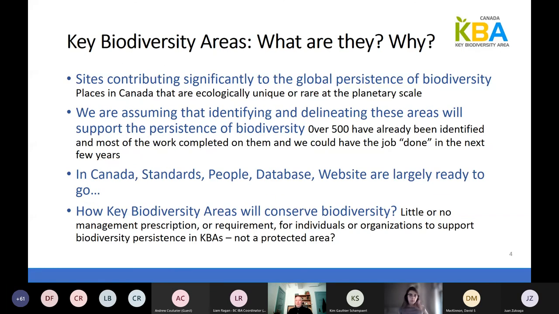So key biodiversity areas, what are they, why? The important thing that we need to remember is that they're not just places on the map where we can look up species and stuff. They're supposed to contribute to the global persistence of biodiversity, so we have to keep that in mind. The identification and the delineation is important, but how are we going to use that science? So we've already seen today, we've got standards, we've got a community of people, database, websites, all kinds of tools, but how are we going to maximize how those will be used in a Canadian context to support biodiversity conservation?